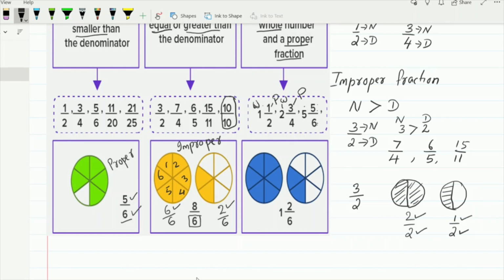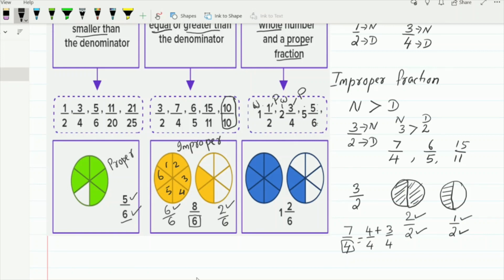7 by 4 is given. How to do that? The denominator is 4. So 4 plus what is left out, that is 4 by 4 and 3 by 4. So we can make two fractions here: 4 by 4 is one fraction, that is whole, and 3 by 4 is the other fraction.